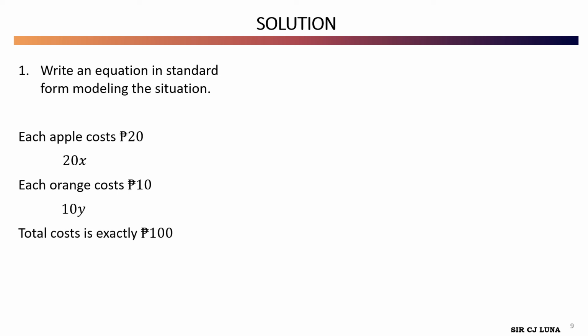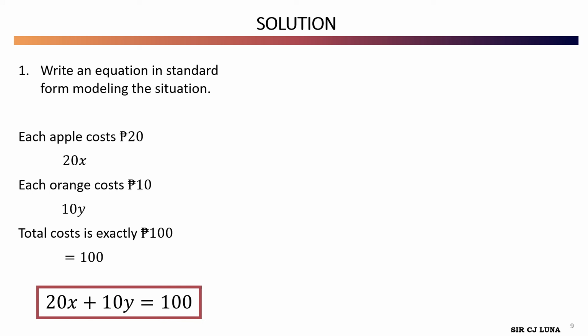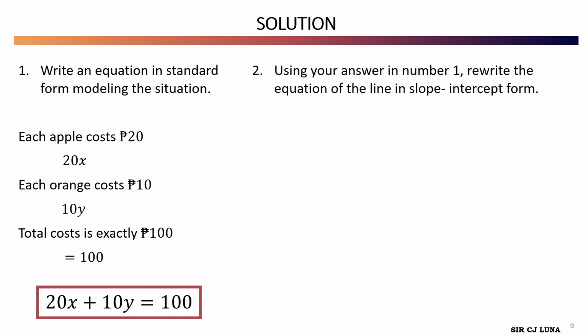And then the total cost is exactly 100 pesos. So that is equal to 100. Okay? So given this data, ano ngayon yung ating equation? Very good. We have the equation 20x plus 10y equals 100. So yun ating sagot sa number 1. Standard form ng ating linear equation. Okay? Next, number 2, yung ating sagot sa number 1, gagawin natin siyang slope-intercept form.